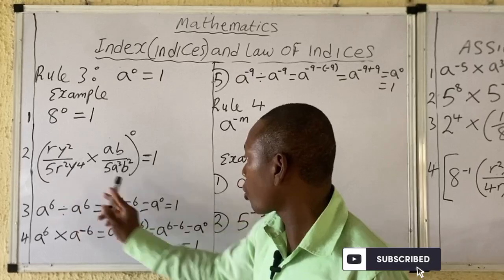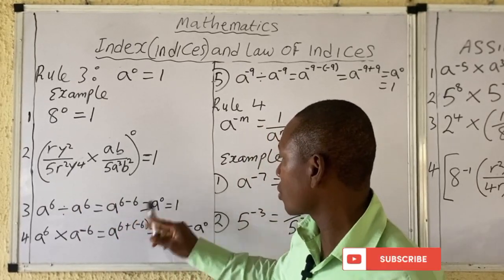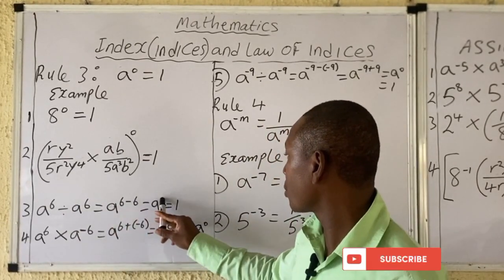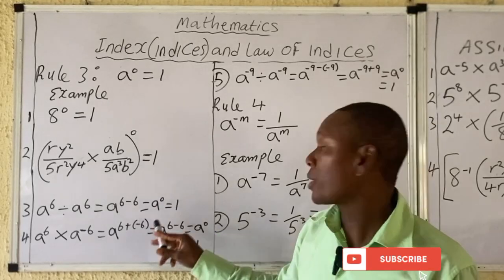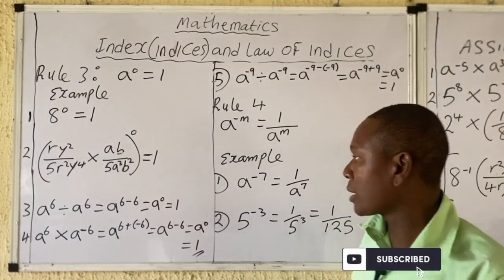Then because it's divide, we subtract. So 6 minus 6 is what? 0. So we now have a raised to the power of 0. A raised to the power of 0. And anything raised to the power of 0 is what? 1. Remember that.